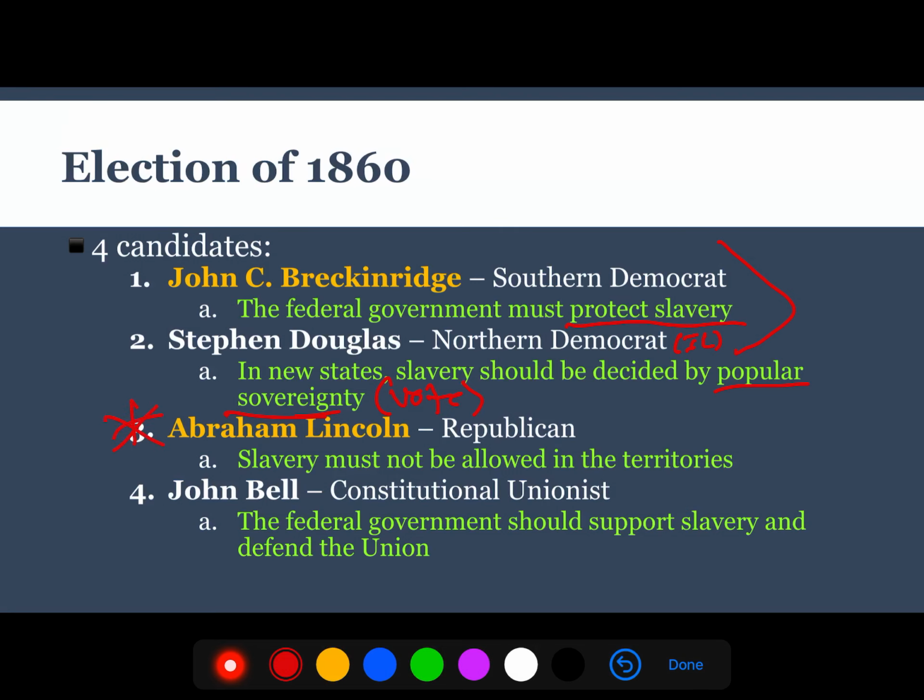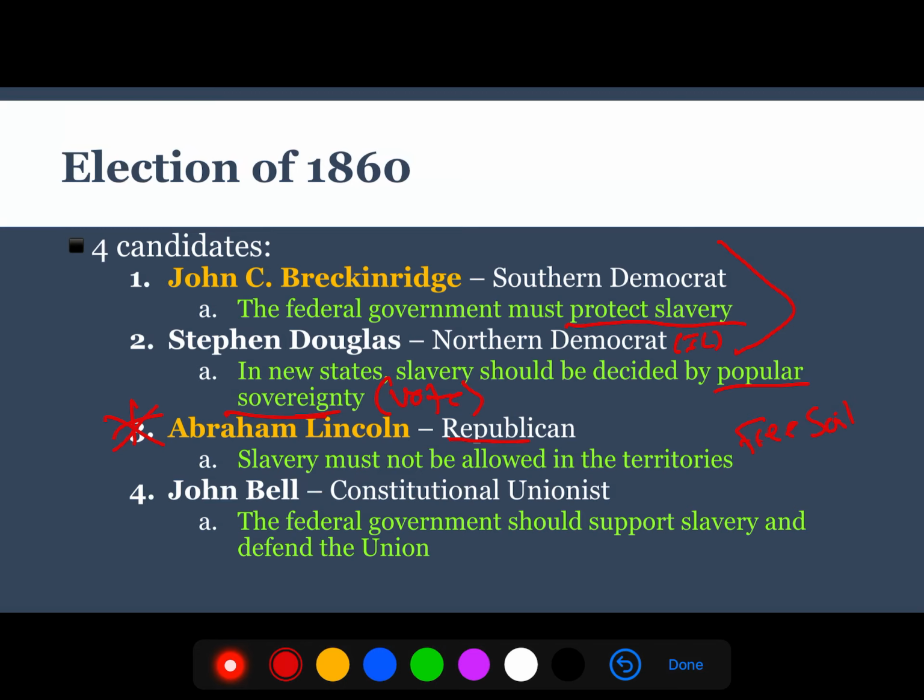You've got our guy here, Lincoln, who's a Republican, but he runs on what's called a free soil platform. So he runs on a platform of slavery not being allowed in the territories. He doesn't run on an anti-slavery platform. He doesn't run on an abolitionist platform. It's a common misconception. He believes that slavery should not be allowed to expand. That's Lincoln's view, full stop, at least in 1860.